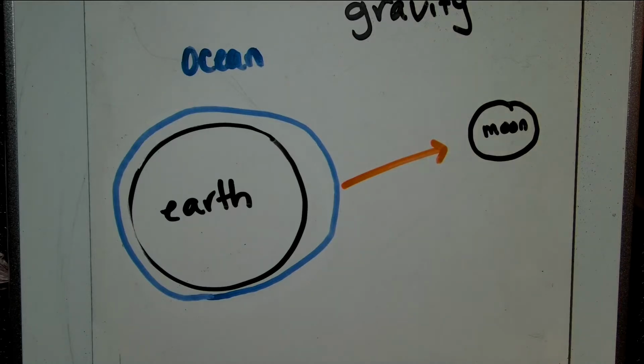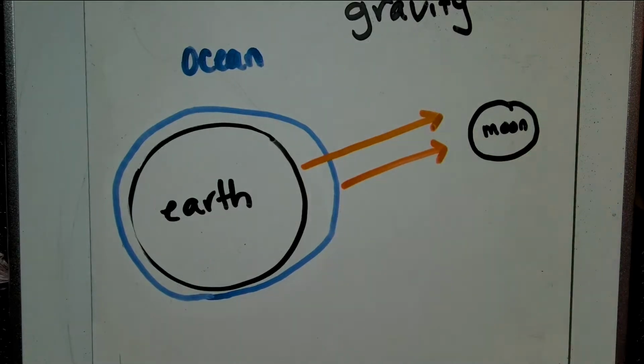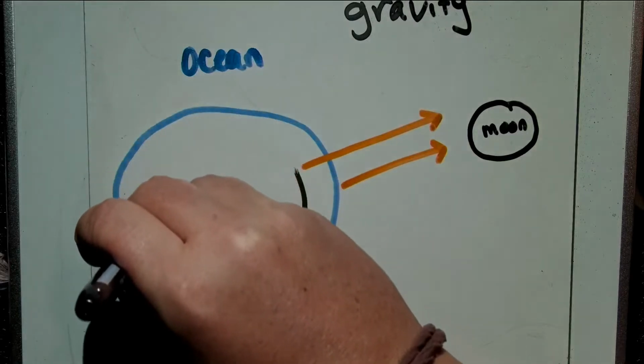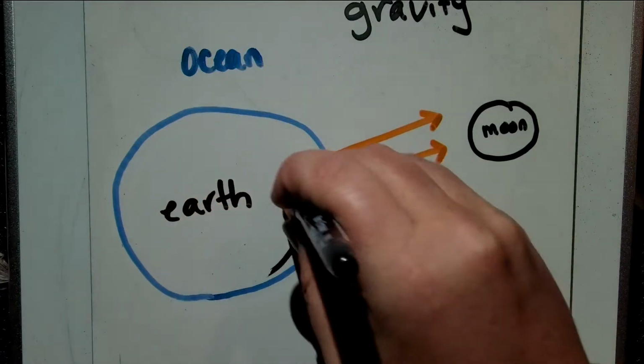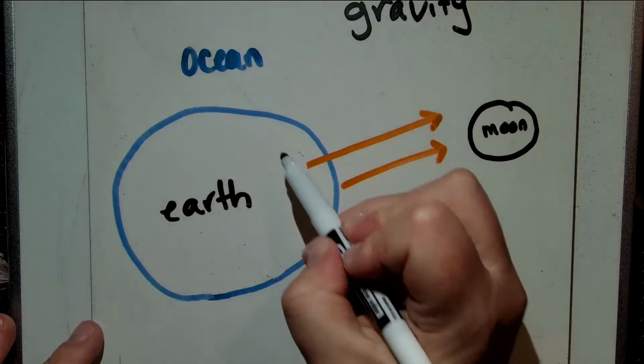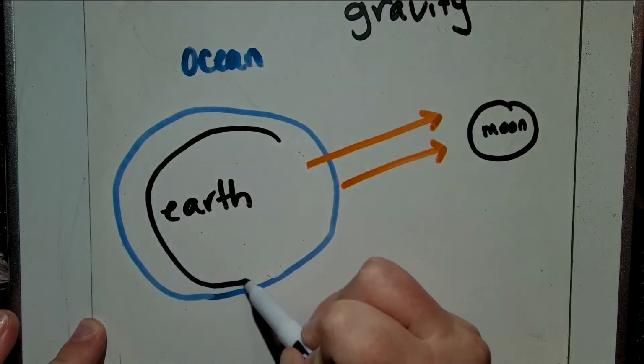Not only is there gravitational pull on the ocean, but there's also gravitational pull on the Earth, so the land mass. So we also have this other arrow here. That's going to represent the gravitational pull on the Earth. So we actually have to shift the Earth over as well. So we're going to go ahead and redraw the Earth. And I'm also going to redraw our tide here.